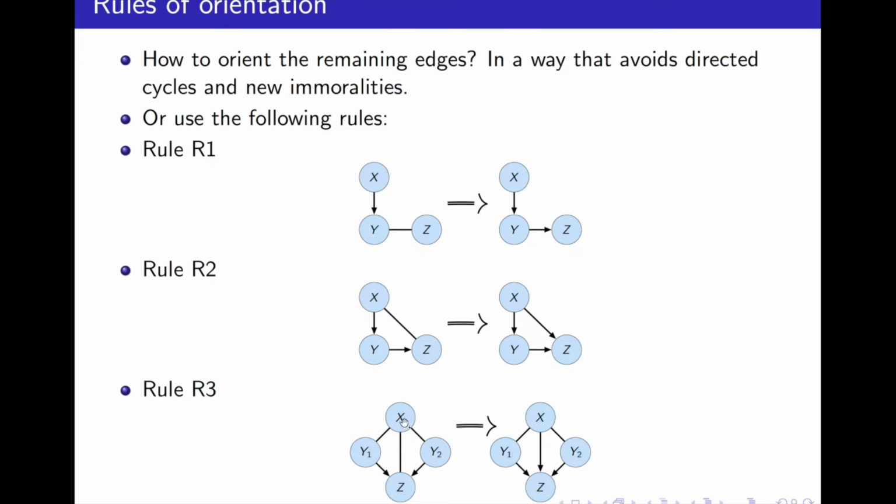Okay? If I do it in the opposite way, Z to X, then I should have Y1 pointing to X, because otherwise if X is pointing to Y1, then I will have a cycle here. And same story here. So both Y1 and Y2 should be linking to X. Now, by doing this, I made an immorality, because I have Y1, Y2 pointing to X and no link between Y1 and Y2. So I should avoid this, and that's why I should make X point to Z. So either use these three rules, or just use what we said here: avoid cycles and new immoralities.